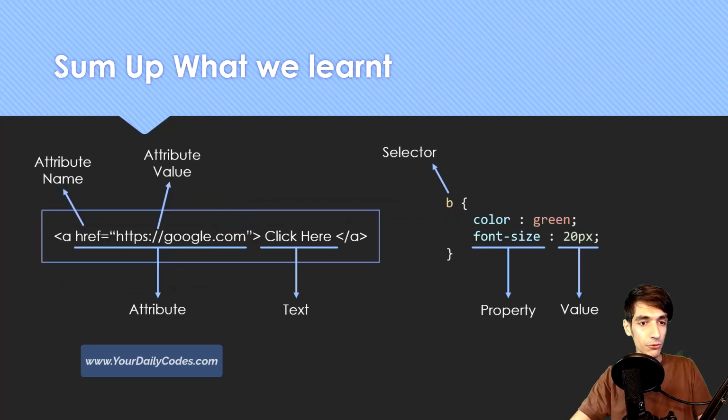If we go to this map that we have, these are the names, phrases or words that I want you to learn. For example, this is called an attribute, this href. The whole href and google.com, the whole of it is called an attribute. This is the attribute name, this is the attribute value, and this is the text inside this attribute. And actually, this is called the selector, property and value. These are the words that I wanted you to know about.